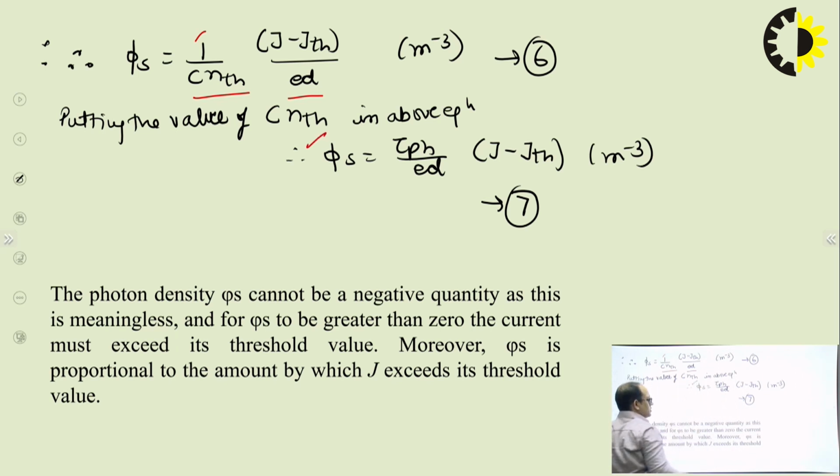So to have a steady state photon density, this is the minimum threshold current density which you have to require, and this is the current density which we can apply. Clear? The photon density phi s cannot be a negative quantity. This phi s cannot be a negative quantity. It should also be greater than or equal to 0. So to have this phi s greater than or equal to 0, the current applied should always be greater than the threshold current density.